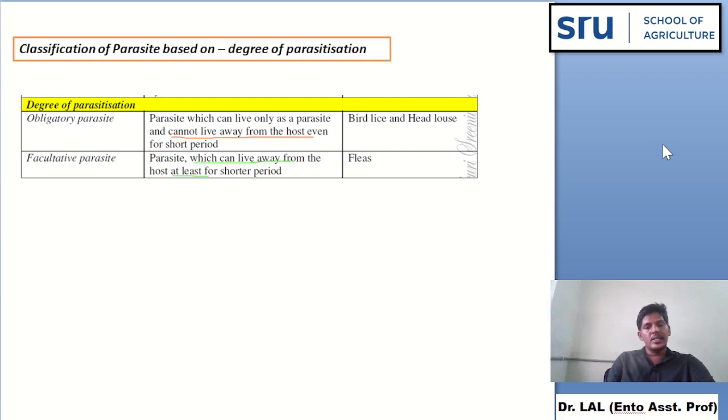Facultative parasites can live on the host if the host is available, and they may live without a host when there is no availability of the host. So, those which can live away from the host at least for a shorter period of time are known as facultative parasites. Example is fleas.